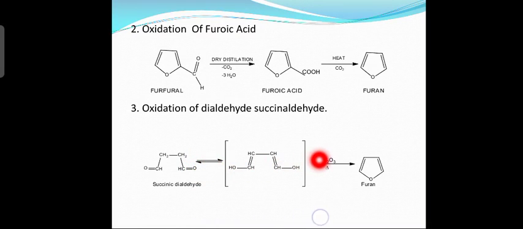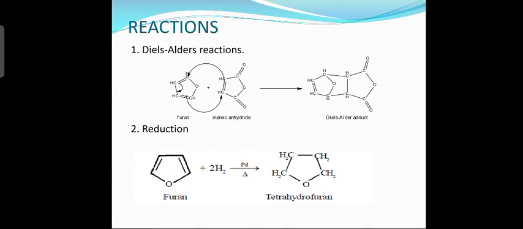Now this on heating with phosphorus pentoxide, it is not trioxide, it should be pentoxide. Phosphorus pentoxide. Elimination of a molecule of water takes place to give what? Furan. So that's how you get furan. Now what are the chemical properties or reactions of furan?